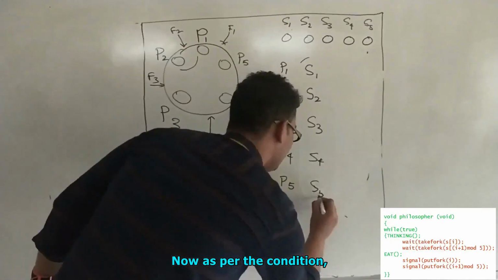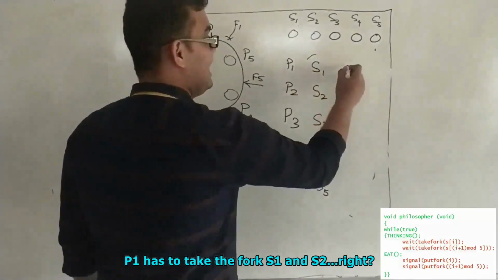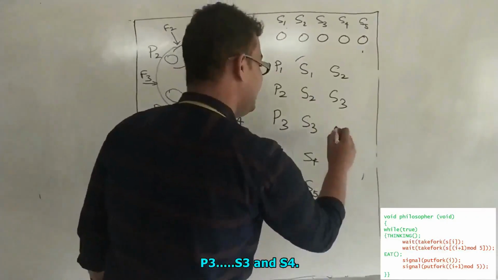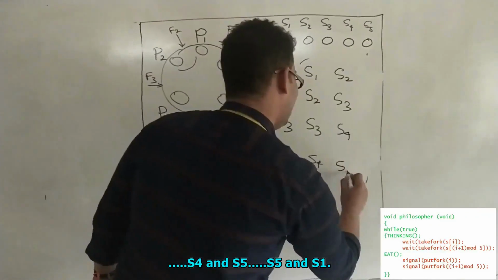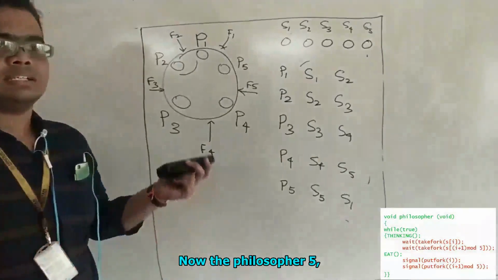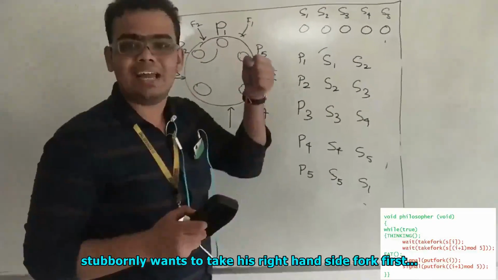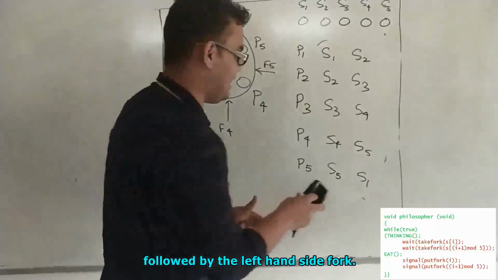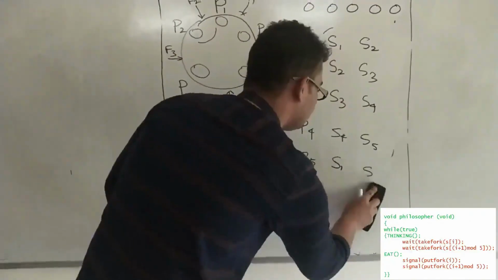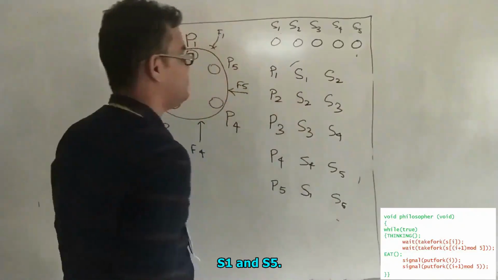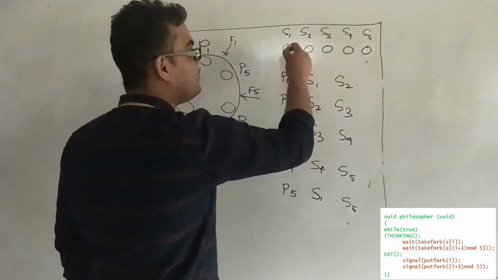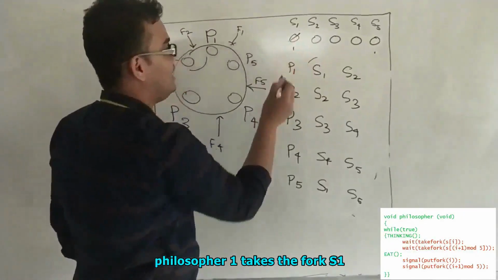Now, as per the basic condition, P1 has to take the forks S1 and S2, right? Followed by P2, S2 and S3. P3, S3 and S4, P4, S4 and S5, P5, S5 and S1. Now, philosopher 5 stubbornly wants to take his right hand side fork first, followed by the left hand side fork. So, the pattern changes over here: S1 and S5. So, philosopher 1 takes the fork S1.